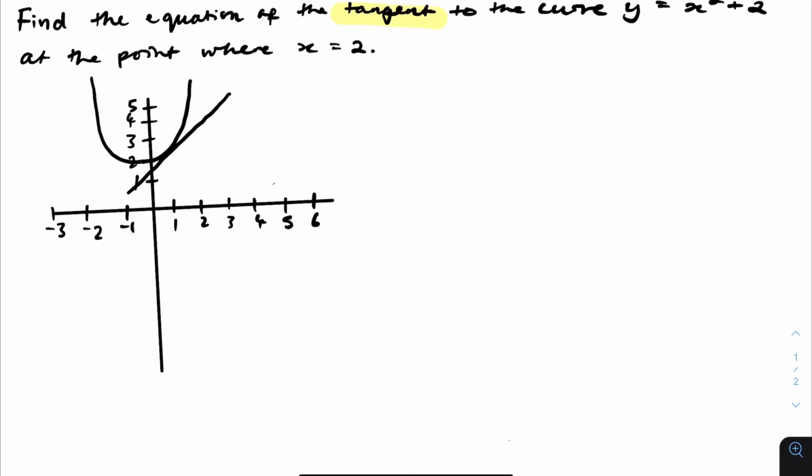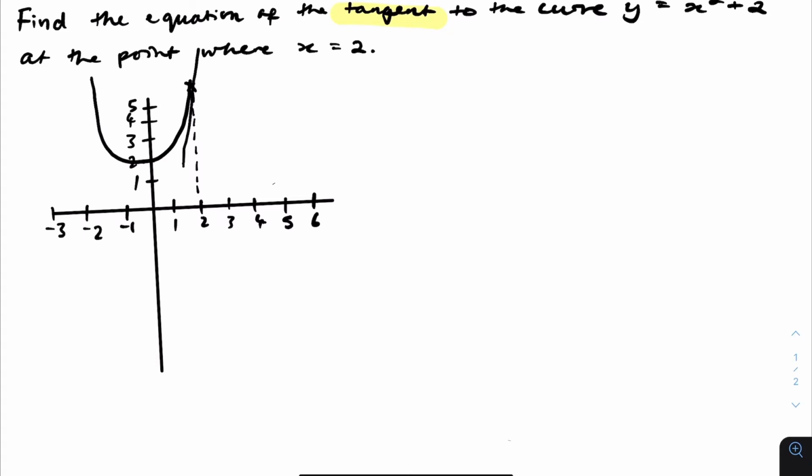So now that we know what a tangent is, we need to figure out how we are going to find the equation of the tangent to the curve y equals x squared plus 2 at the point where x equals 2. Well, if you visualize it, when it says x equals 2, that means we're finding the tangent where it lines up with the line x equals 2, which would be around here. So that would look like a line, like that.